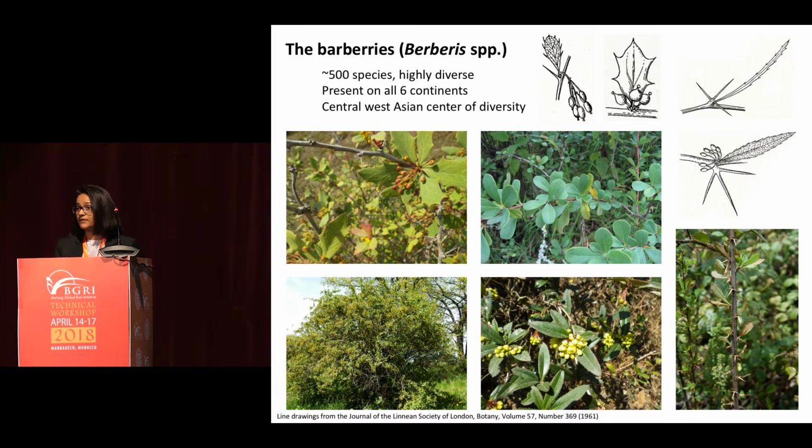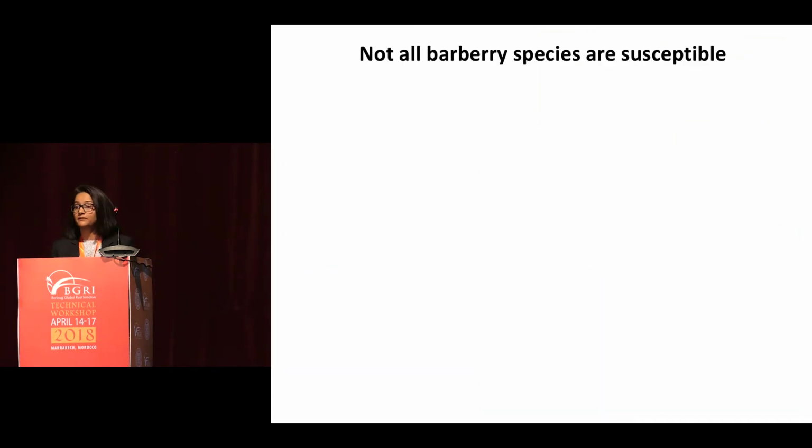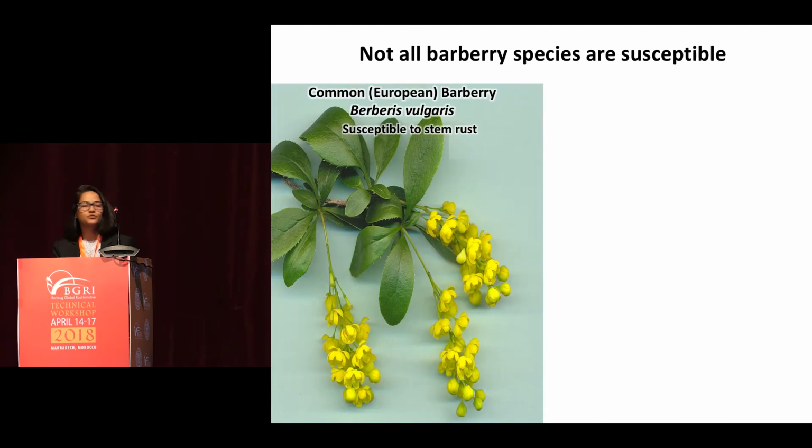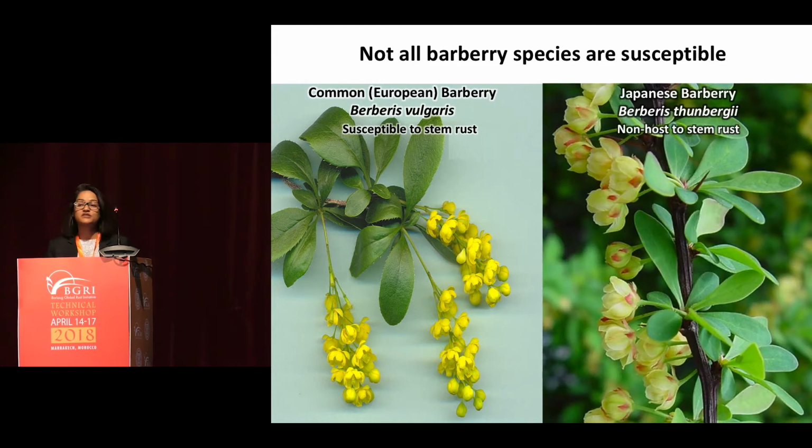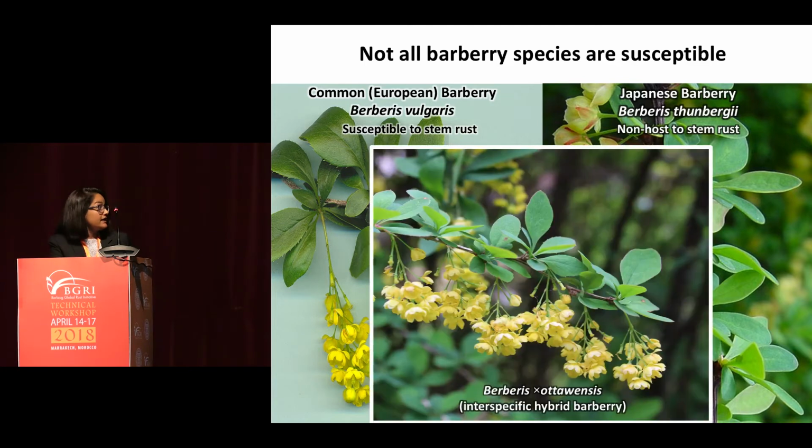And just to tell a little bit more about Barberry, Barberry is a very highly diverse genus. There are more than 500 species, present on all 6 continents except Australia. And this is only a few of the diversity that you see in Barberry. Now coming back to Barberry and its connection to the stem rust, not all Barberry species within that highly diverse genus are susceptible. In our lab, we are particularly using 2 species of Barberry. The first one is the common European Barberry, which is a typical textbook susceptible Barberry, and this is the one that was targeted by the eradication program. The second one is the Japanese Barberry, which is a typical textbook non-host, and this Barberry is extensively used in the ornamental industry in the US and Canada. So in our lab, we are asking a very simple question: what makes this Japanese Barberry resistant, but not the European Barberry?